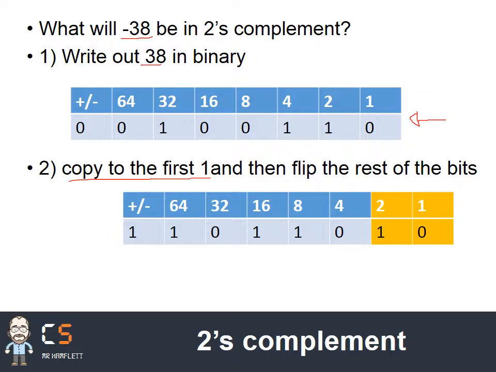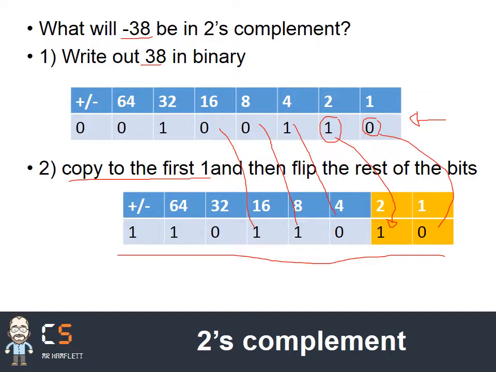Okay, so I've got a 0 there, so I just copy it. Then I've got a 1, and I just copy that. Now I've found my first 1, and then all the rest of the bits are going to flip. So 1 becomes 0, 0 becomes a 1, 0 becomes a 1, and so on and so forth. Okay, that then here is minus 38.